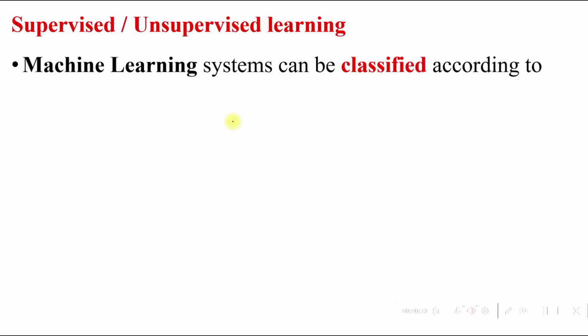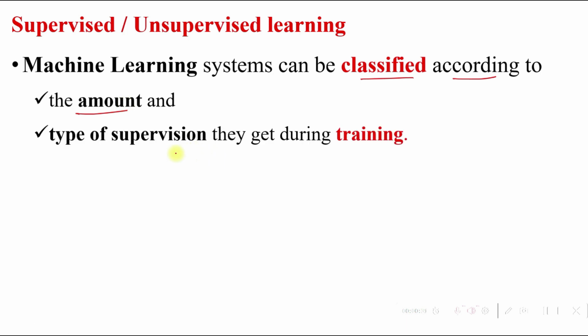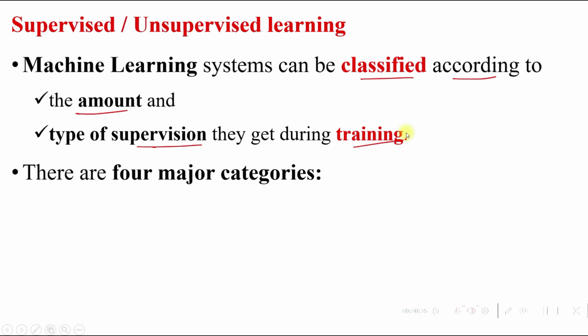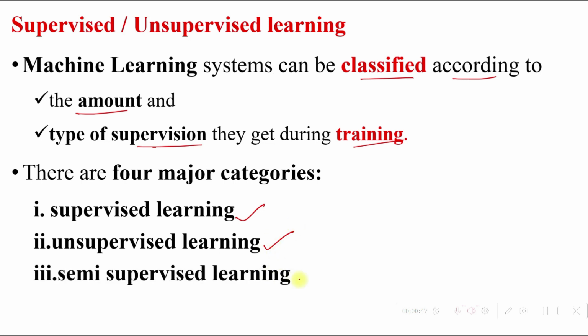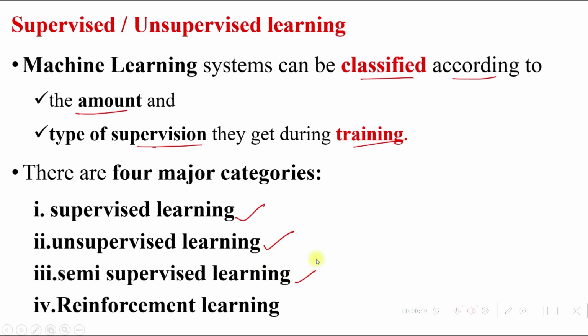Machine learning systems can be classified according to the amount and the type of supervision they get during the training. Based on this, we categorize them into four types. The first one is a supervised learning system. Second one is an unsupervised learning system. Third one, semi-supervised learning system. And fourth one is a reinforcement learning system.